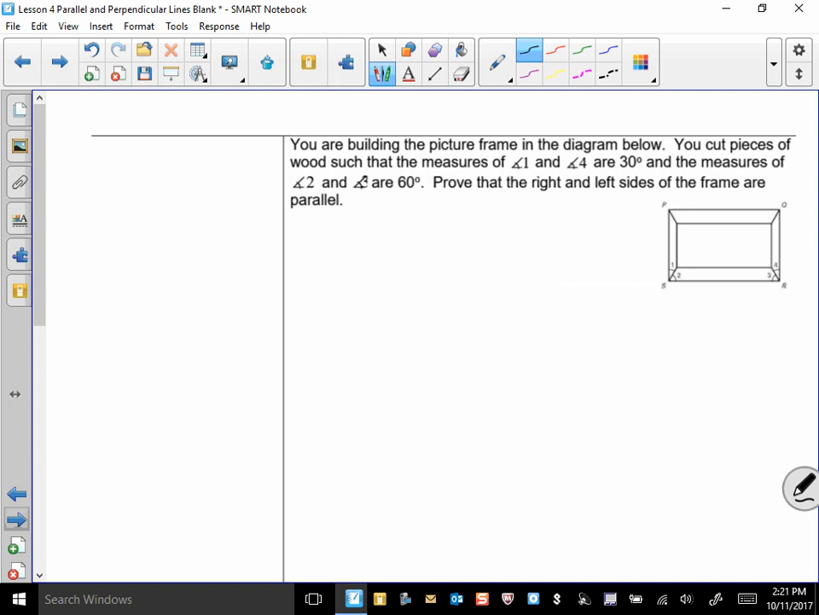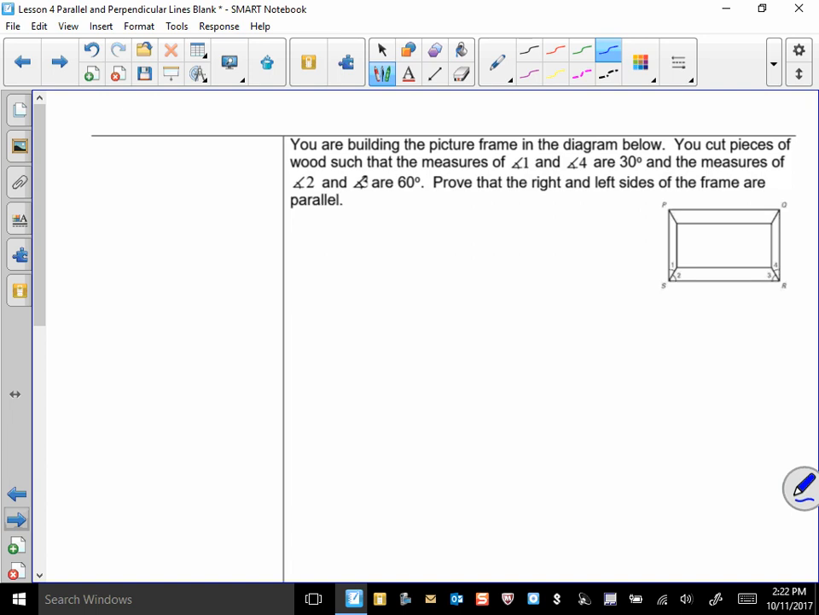Okay, here's another one. I think this is the proof that I want you to give a try to, and then we're going to do it together. We're going to talk about it in class. You're building the picture frame in the diagram below. You cut pieces of wood such that the measures of angles 1 and 4 are 30 degrees, and the measures of angles 2 and 3 are 60 degrees. So prove that the right and left sides of the frame are parallel.